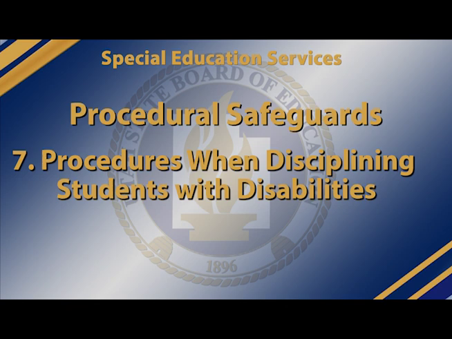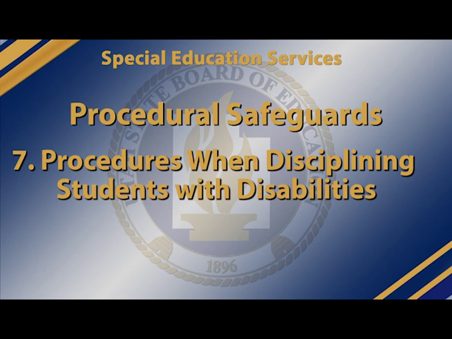Change of placement because of disciplinary removals. 34 CFR Section 300.536. For purposes of removals of a student with a disability from the student's current educational placement, a change of placement occurs if 1. The removal is for more than 10 consecutive school days, or 2. The student has been subjected to a series of removals that constitute a pattern because a. The series of removals total more than 10 school days in a school year, b. The student's behavior is substantially similar to the student's behavior in previous incidents that resulted in the series of removals, and c. Of such additional factors as the length of each removal, the total amount of time the student has been removed, and the proximity of the removals to one another.